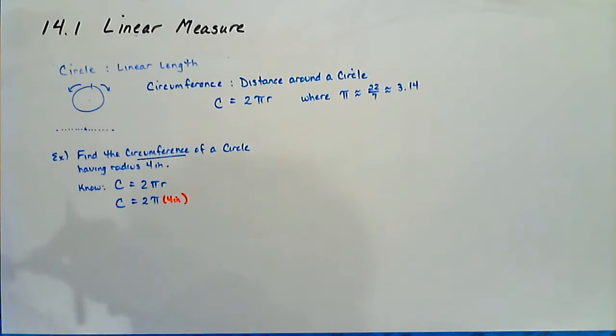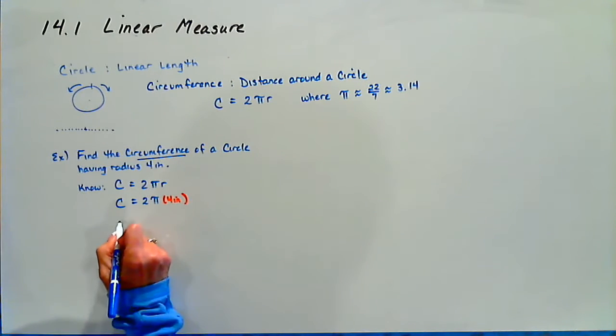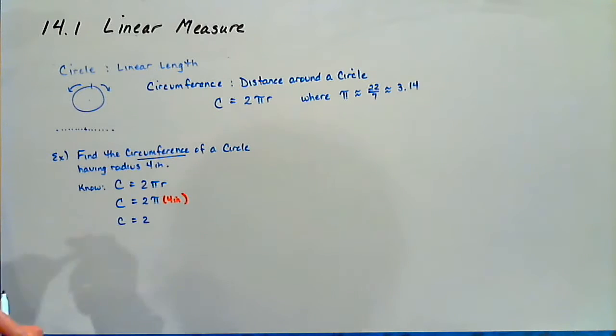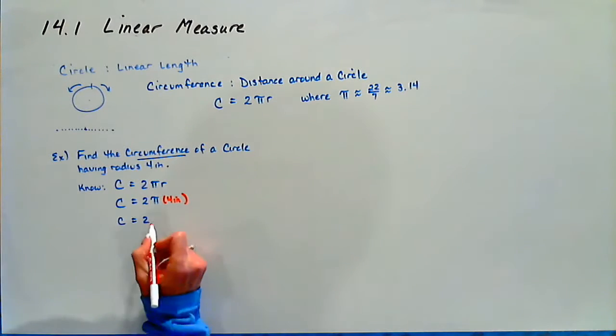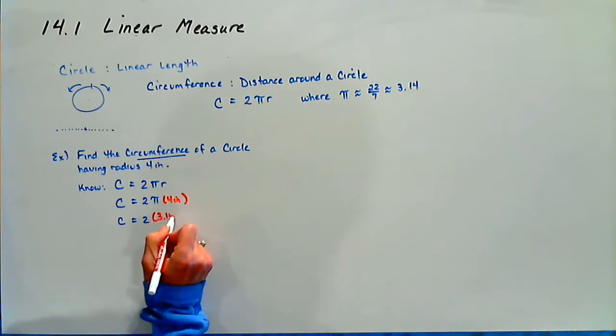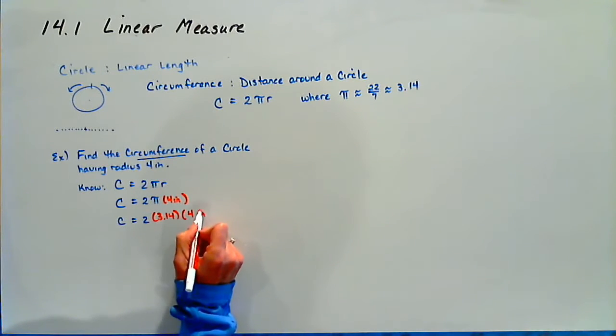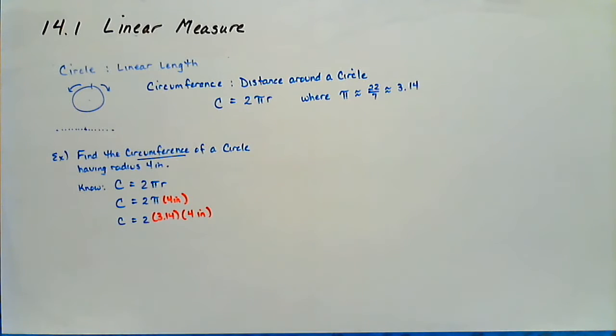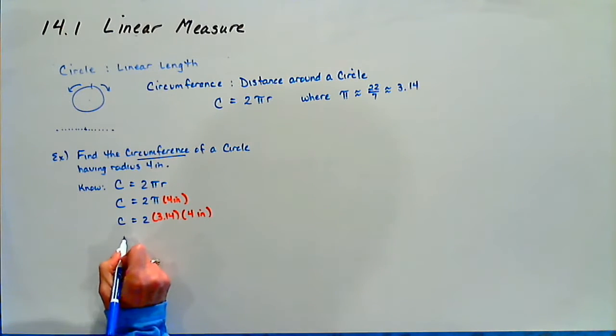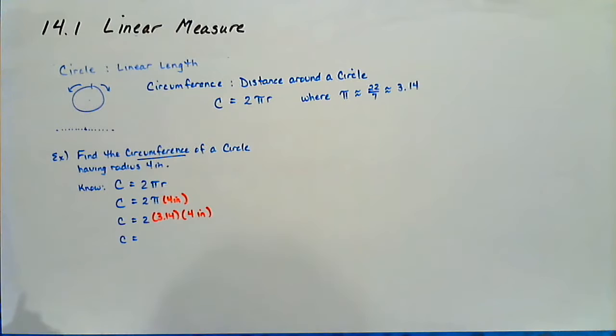Now substitute in what we know. We know this is 2, and we are supposed to use 3.14 for the constant number pi, times 4 inches. You'll notice there's only one unit of measure, and inches is to the first degree. Therefore, I know it's length.